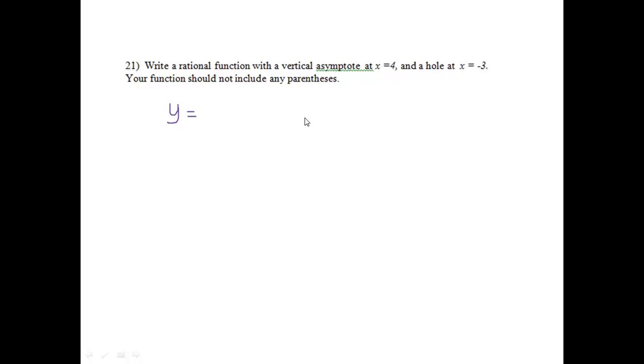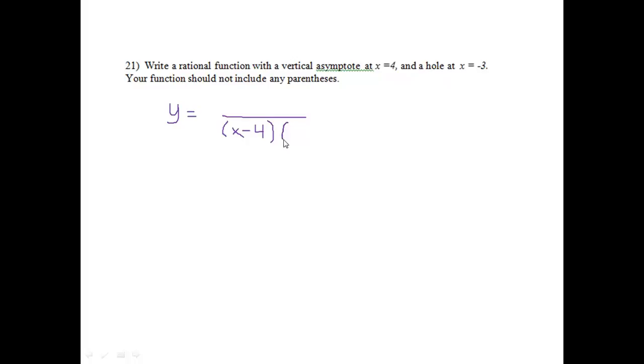So we know discontinuities have to do with the denominator equaling 0. So I'm going to start with my vertical asymptote. I know that there has to be a discontinuity at x equals 4. So if I put x minus 4 in the denominator, if I were to plug in 4, the denominator would equal 0. So I know that that's good. And since I don't want it to be removable, I'm not going to put anything up in the numerator to cancel out with it.